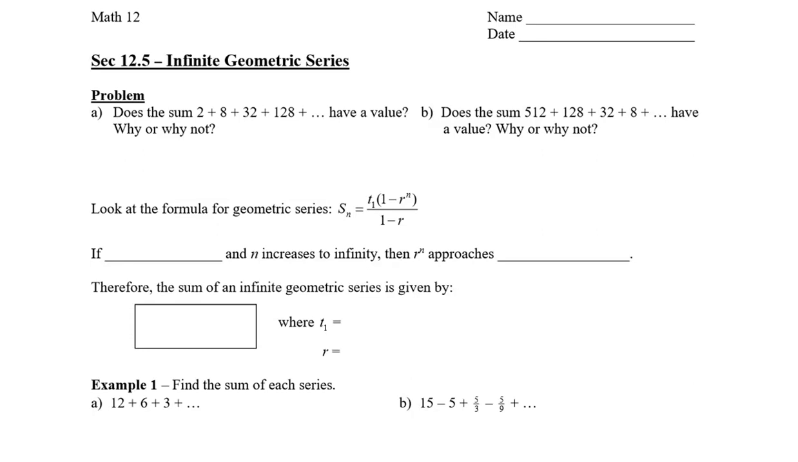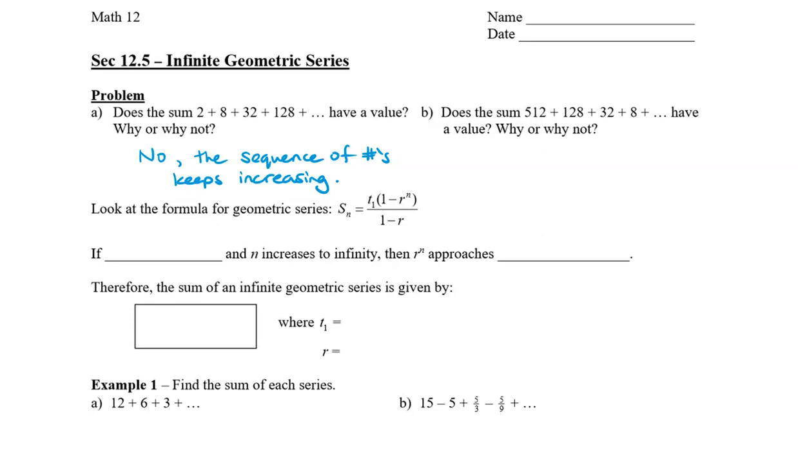All right, so let's start with this problem. So we have the sum 2 plus 8 plus 32 plus 128, and so on. Does it have a value? Well, because the numbers keep increasing, we can see that this would not have a value because it would go on to infinity. So no, the sequence of numbers keeps increasing.